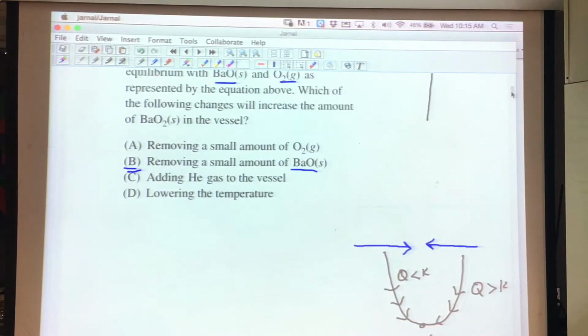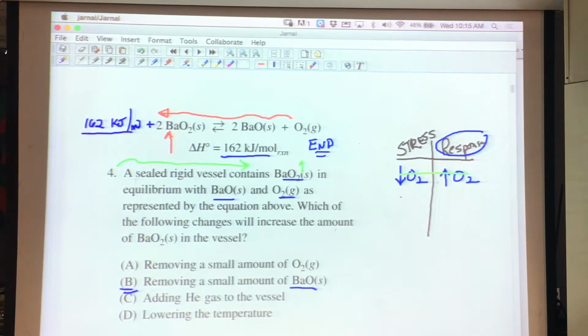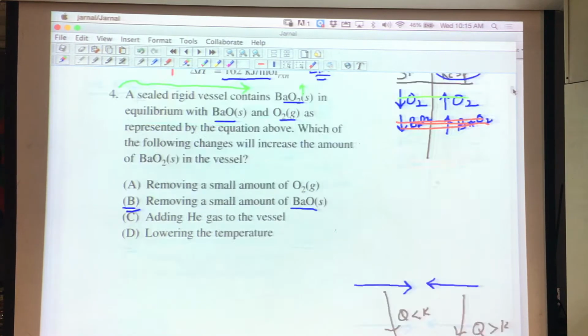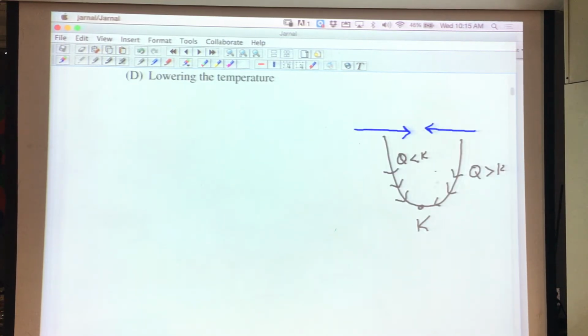Now, people would say, Mr. Grodsky, I'm just following what you say. If I remove barium oxide, I should say, okay, don't I want to increase barium oxide? And therefore, that's the answer. And this is a strong no. Because what is this really about? It's about Q versus K, isn't it?